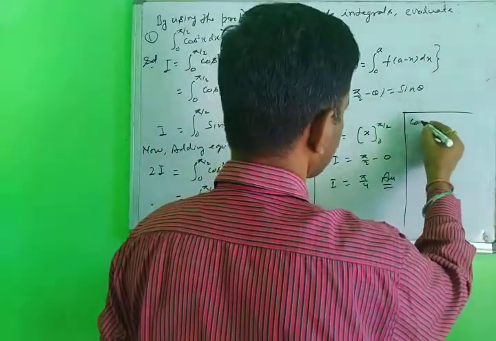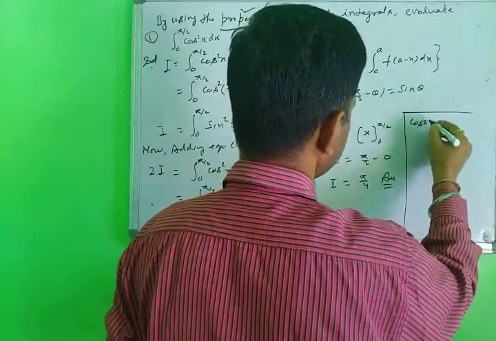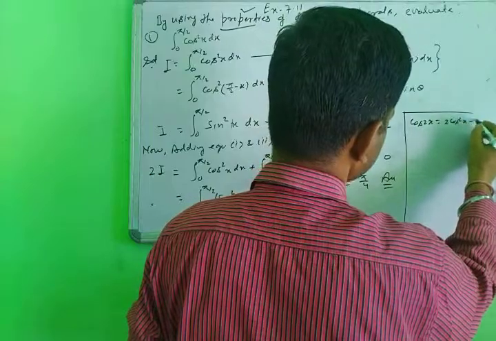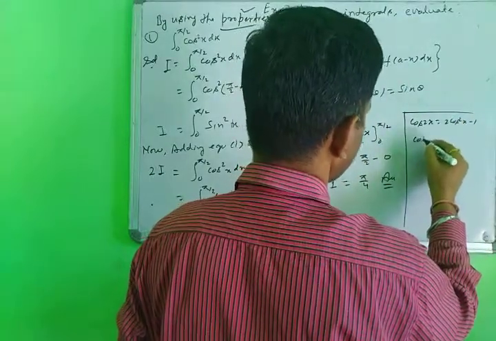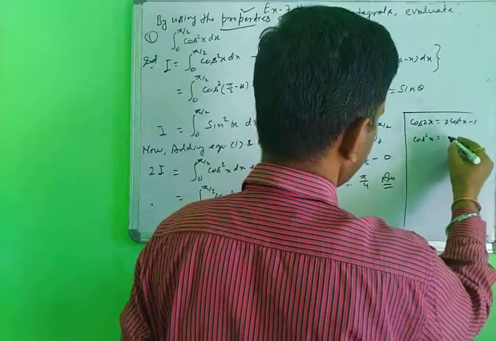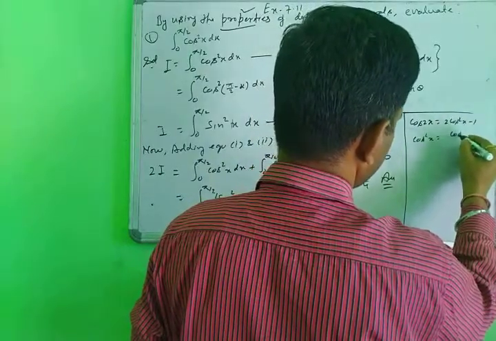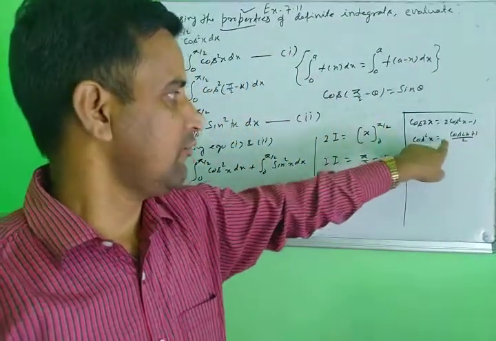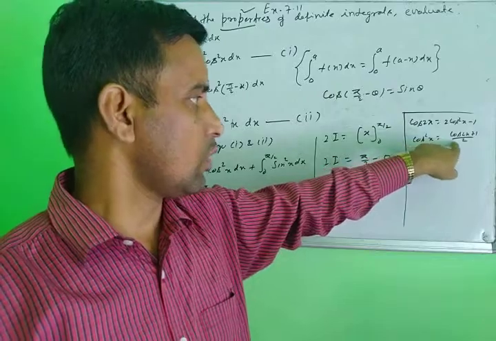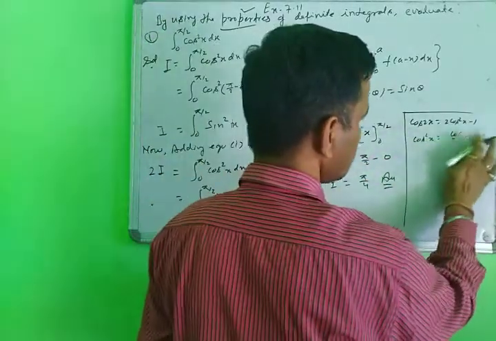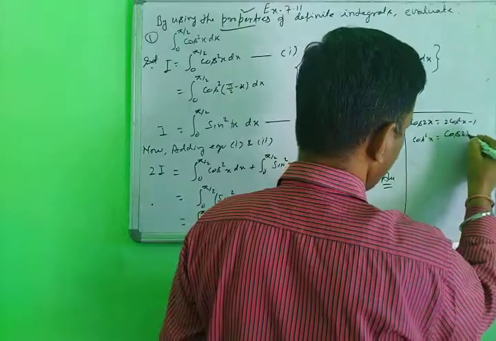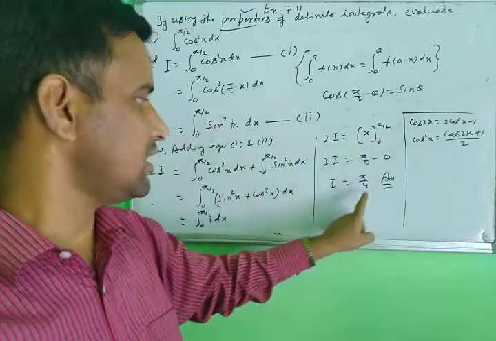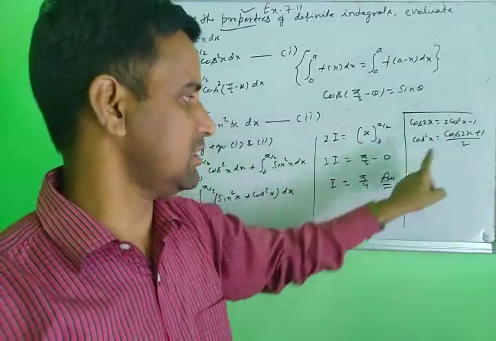How to solve it? cos 2x equals 2 cos square x minus 1, so cos square x equals (cos 2x plus 1) upon 2. You break down the cos square in this form, then integrate, and the result will become the same as the previous result.